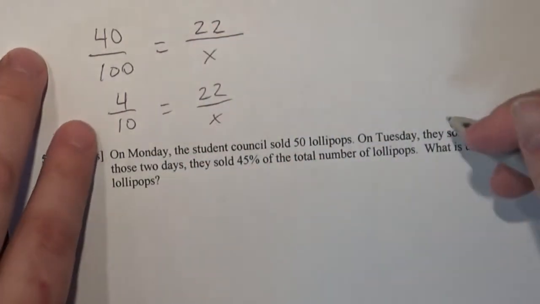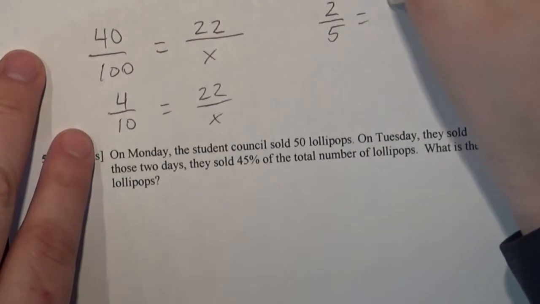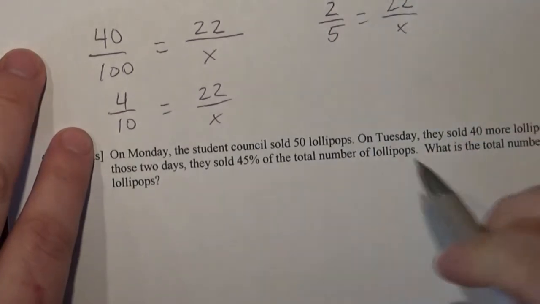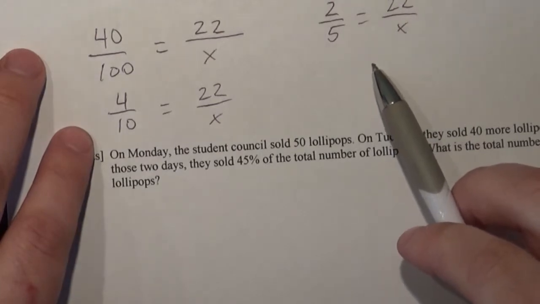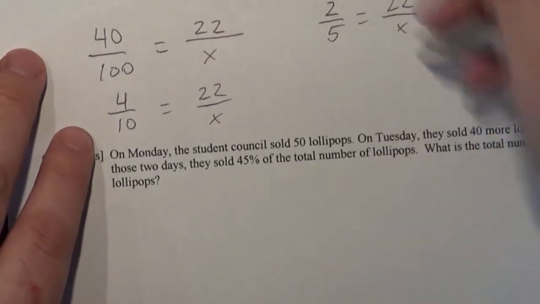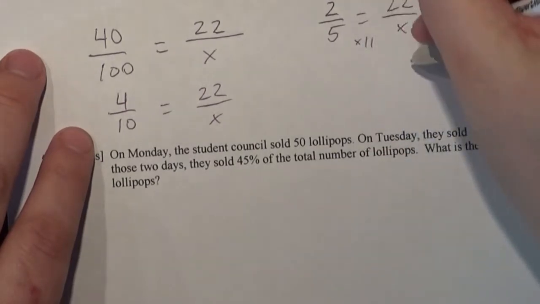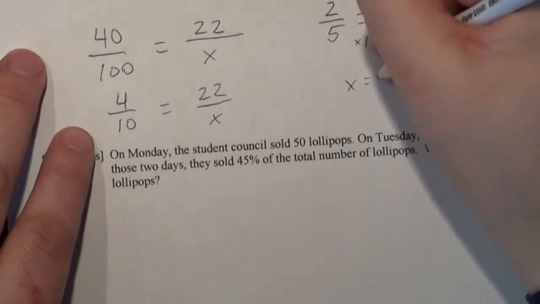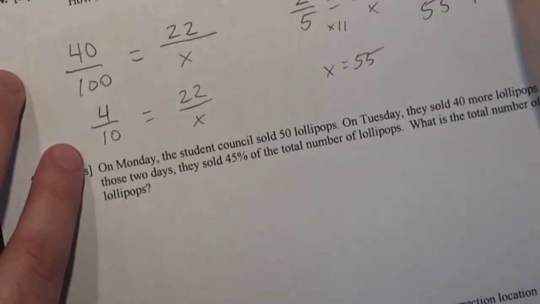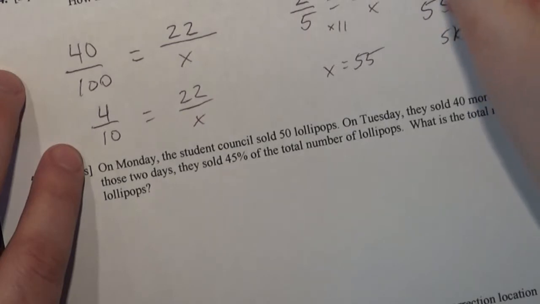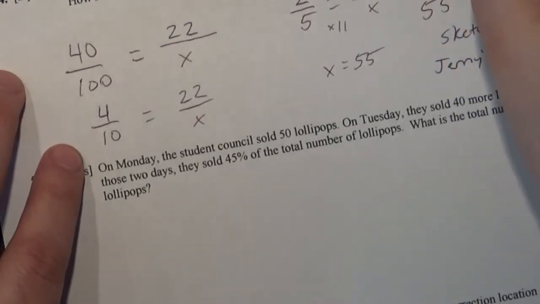I'm going to take 4/10 and reduce it down even more into 2/5. Well, now I'm playing on easy street here because this is easy stuff for me. I know that 2 times 11 is 22. So 5 times 11 is 55. So x is going to equal 55, which means there are 55 total sketches in Jenny's book.